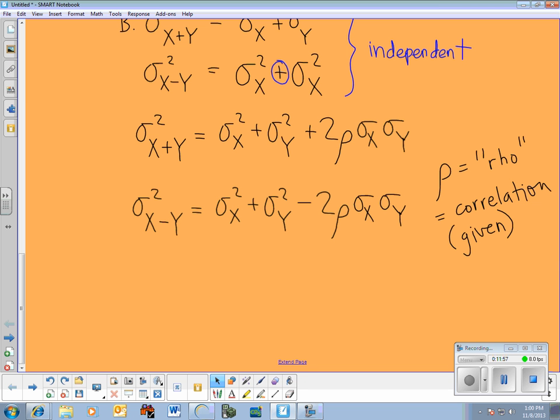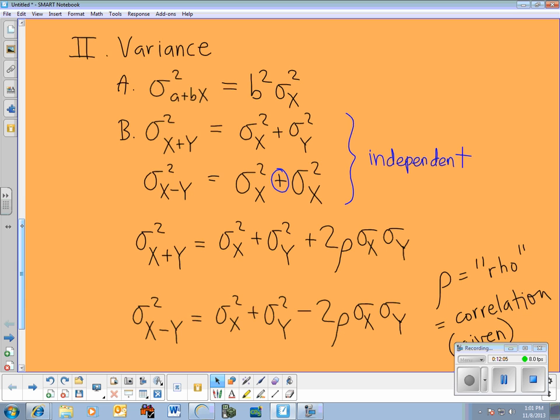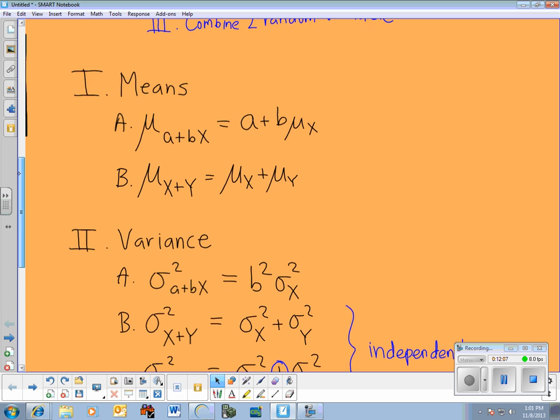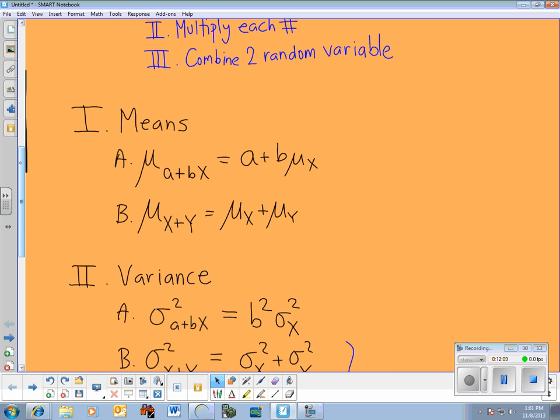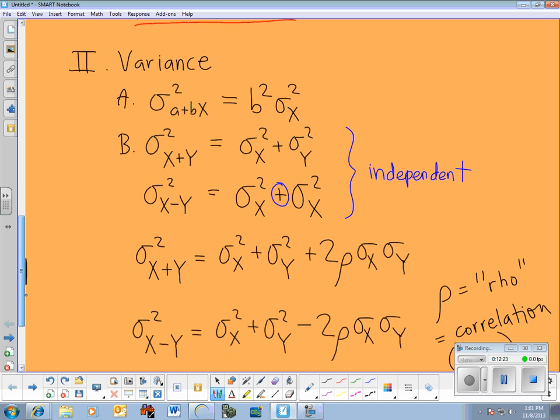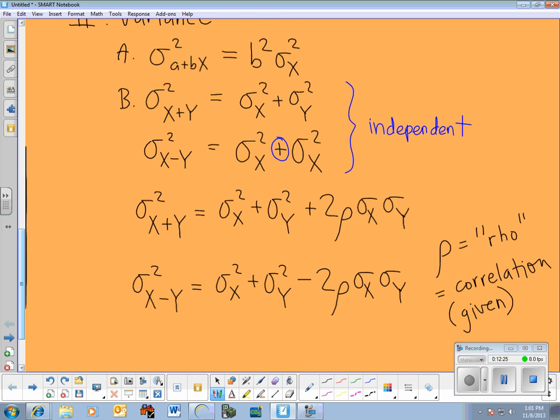So let's summarize, and then we'll call it a day. If we want to put together two random variables, the means you can just add. That's here. Combine two random variables, like how many movies do we watch total on Netflix and Redbox? We're just going to add the two means together. If we want to put together two random variables, we're going to use one of these.